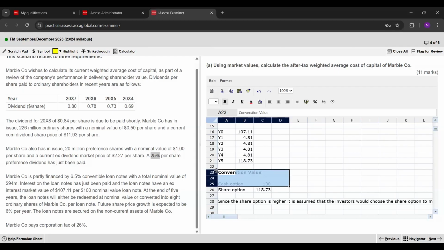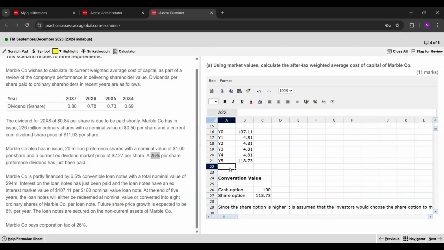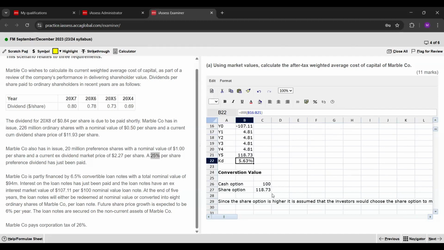So how do you calculate the KD, cost of debt? That is simply the IRR. So how do you calculate the IRR? Equals IRR, year 0 to year 5. What is the KD then? Cost of debt is 5.63%.